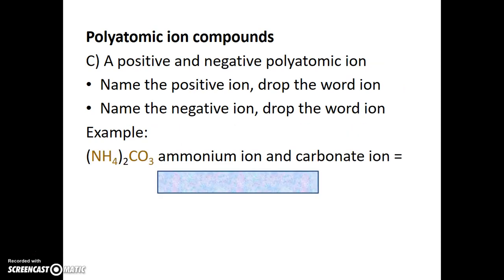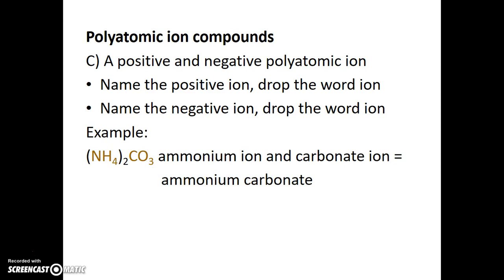The third possibility is that we have two polyatomic ions bonded to each other. Again, we simply name the ions, put their names together, and that's it. So NH4 is the first part of this compound. That's the ammonium ion. CO3 is the second part of this compound. That's the carbonate ion. So we simply put them together. The compound is ammonium carbonate.